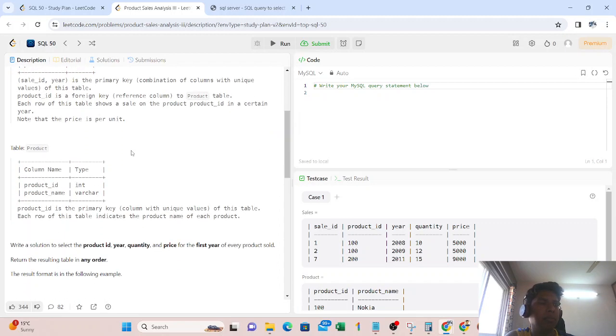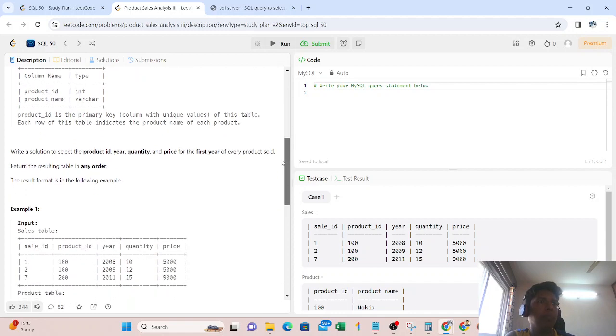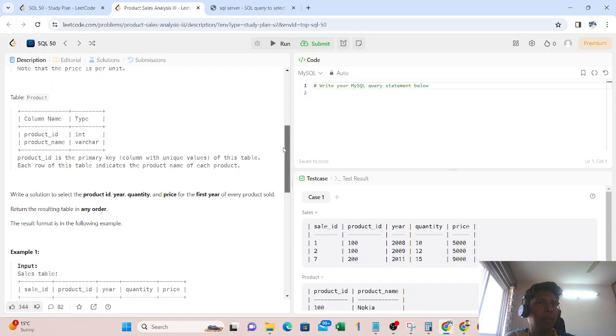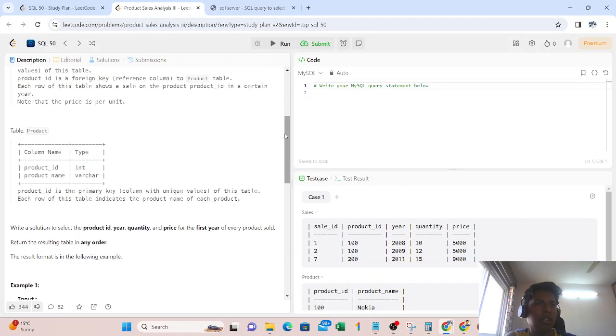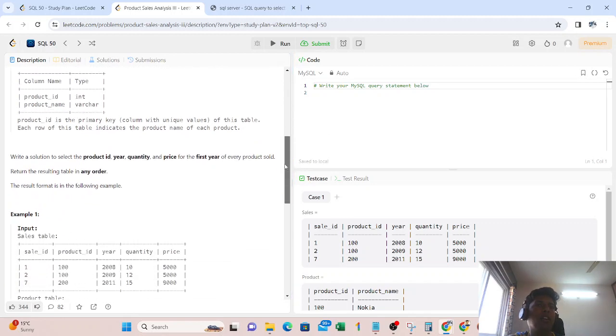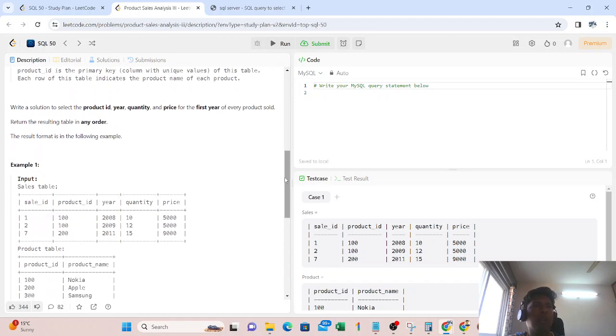The other table is a basic table, which is product. It has two columns, product ID and product name, where product ID is the primary key, and each row of this table indicates the product name of each product. Write a solution to select the product ID, year, quantity, and price for the first year of every product sold. So basically you have to calculate the first year in which the product was sold. Suppose the product was sold for 5 consecutive years, you only have to find the year, quantity and price for the first year. Let us see the example.